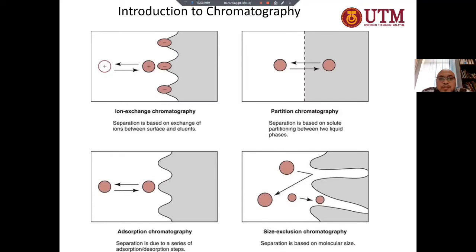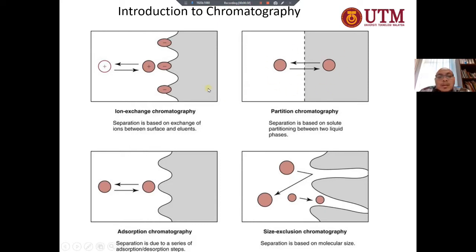Okay, let's go for the summary on the basis of interaction. The first method is partition chromatography, separating based on the solute partitioning between two liquid phases. Or it's not necessarily two liquid phases, it can be two immiscible phases, for example, gas and liquid. So it's not necessarily two liquid phases, but it is most popularly known as two immiscible liquid phases.